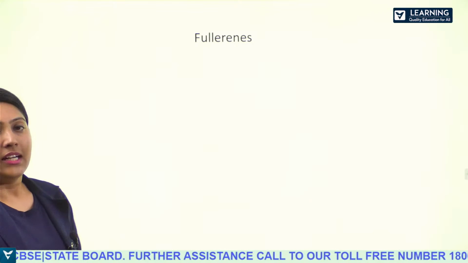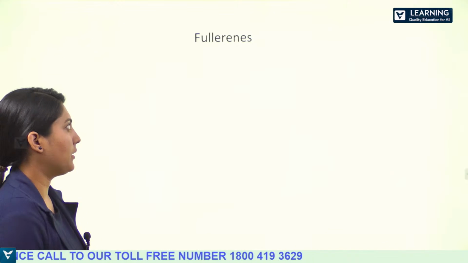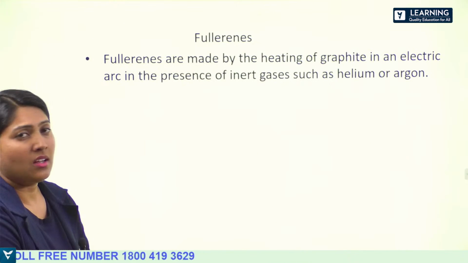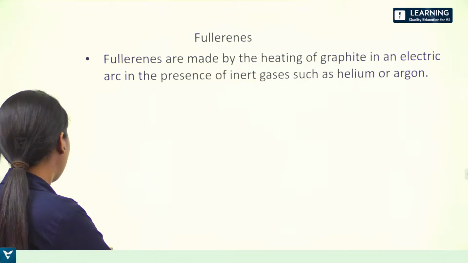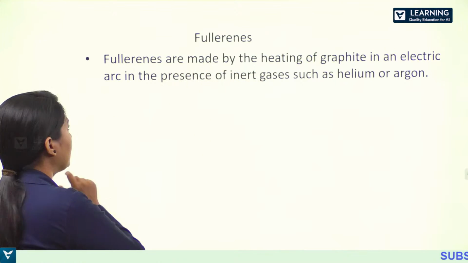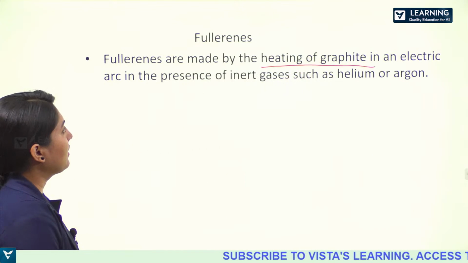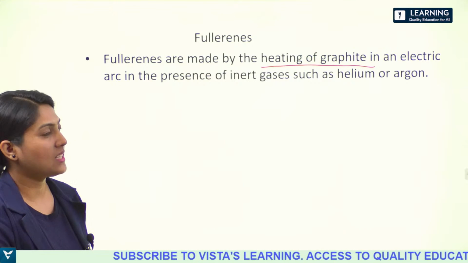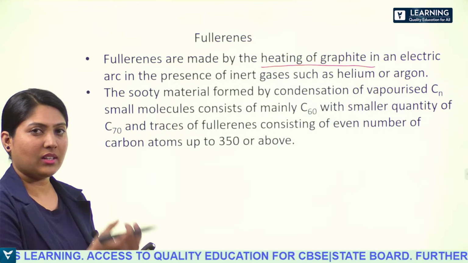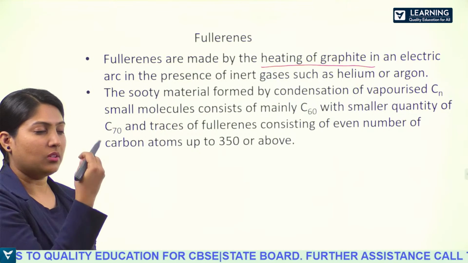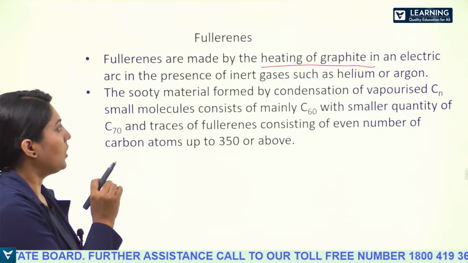Good. Next we have fullerenes, the third crystalline allotrope of carbon. Fullerenes are synthesized, made by heating graphite in an electric arc in the presence of an inert gas such as helium or argon. The sooty material, when you heat something, you'll get the black flame-like substance, right? Fume-like structure, that will be called soot.